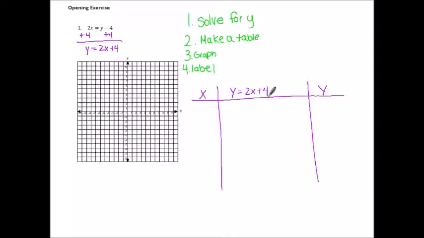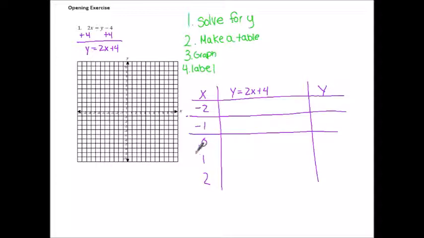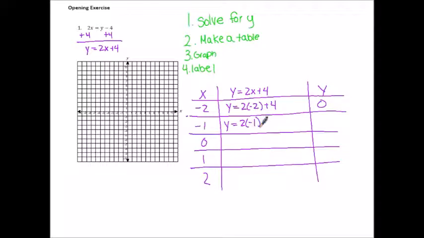Because we want to make sure we pick positive and negative values, we're going to start at -2 and pick values all the way up to 2. Then we plug these values into our equation for x. Right here we get y equals 2 times -2 plus 4, and that is 0. You can simply plug this into your calculator if you're unsure. Next, y equals 2 times -1 plus 4, we get 2.